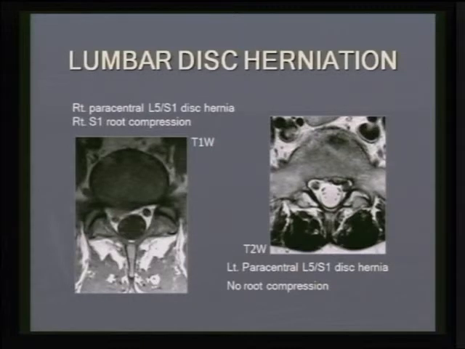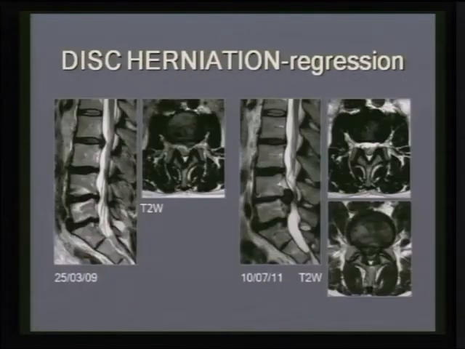So here, for instance, we have a very small right-sided L5 S1 disc prolapse, which is clearly compressing and displacing the right S1 nerve root within the lateral recess. Whereas in this case, again, we have a very small left paracentral disc prolapse, which is in contact with the left S1 nerve root, but is not actually causing any nerve root compression or displacement. So I always feel it's important to talk about the relationship of the prolapse to the adjacent nerve root when reporting these cases. Again, disc herniations we know can commonly regress.